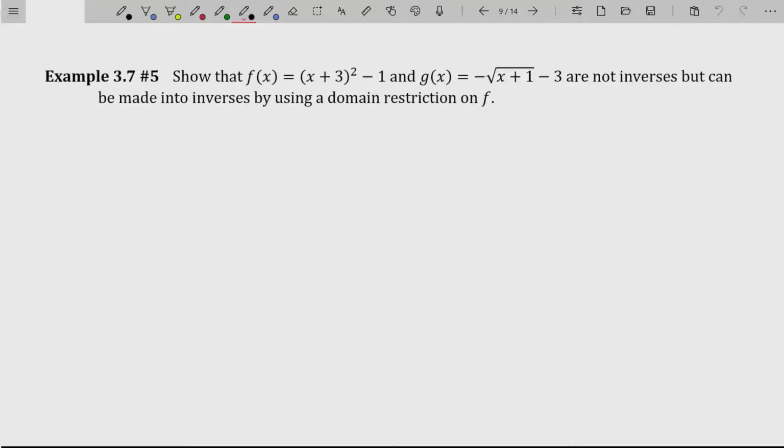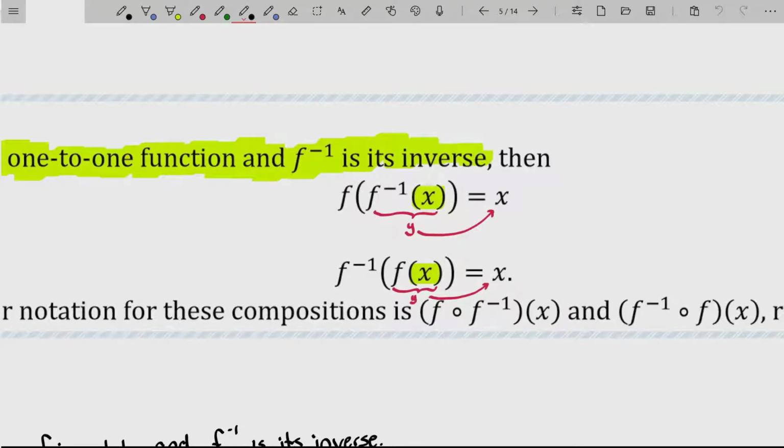So let's see why these are not inverses first. Recall from a previous video, in fact the one prior to this, that if you have a function and its inverse, then you can compose those two functions, f and f inverse, and it will always return the original argument. That is, f of f inverse of x should always just be x. They should undo one another. And f inverse of f of x should be x. Again, they should undo one another.